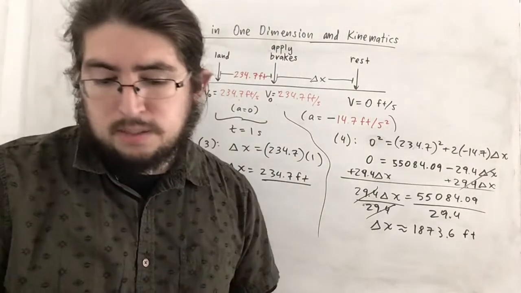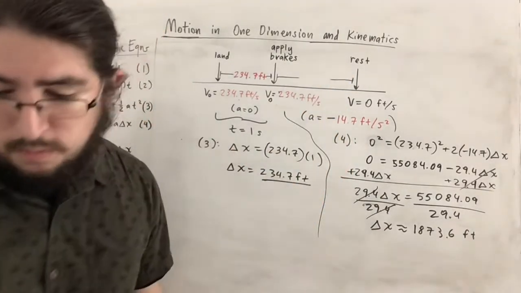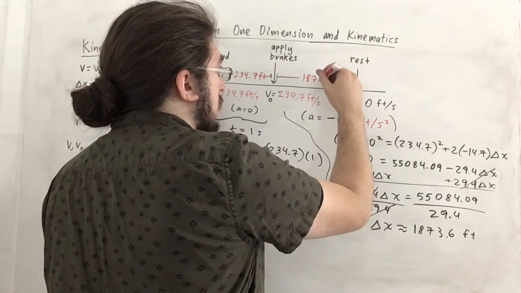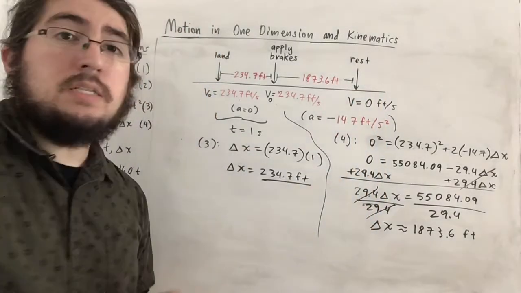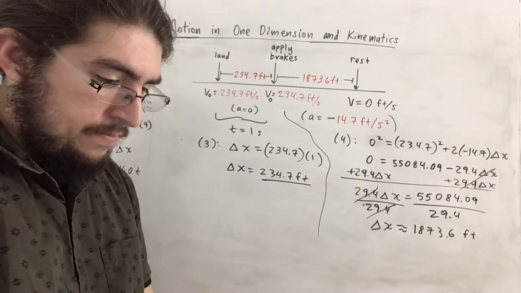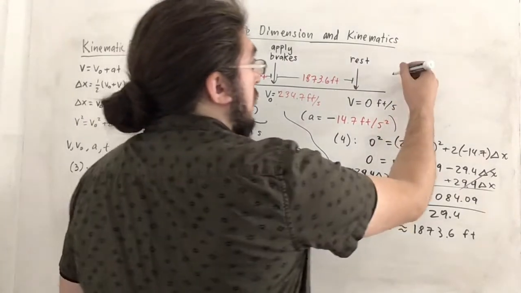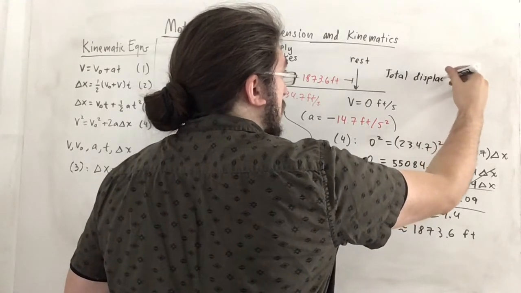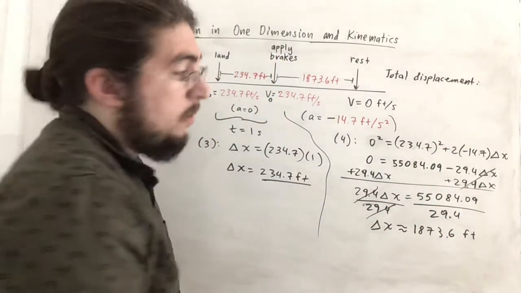Now this doesn't entirely finish the problem, but it is super, super close. So we found out that for the second part of this problem, we found the distance here being 1873.6. That's, of course, in feet. And now finally, all we have to do is find the total distance by adding these values. So if we add this one to this one, I'll just do that real quick here. We actually get 2108.3. So the total displacement, finally, in feet, will be 2108.3.